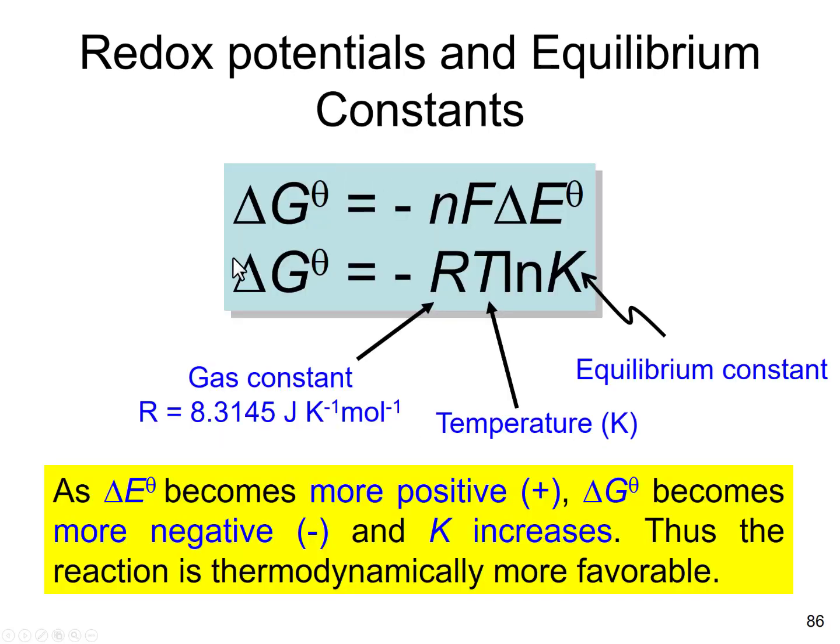You can also relate the Gibbs free energy to the equilibrium constant by considering the second equation we have also seen previously already. So in this equation, we are relating the Gibbs free energy to the equilibrium constant, whereby R is the ideal gas constant, T is the temperature in Kelvin, and K is our equilibrium constant. So overall, we can conclude as delta E becomes more positive, delta G becomes more negative. And if we relate that into this equation, we also know if delta G becomes more negative, K must increase. Thus, the reaction is thermodynamically more favorable when delta E is more positive.